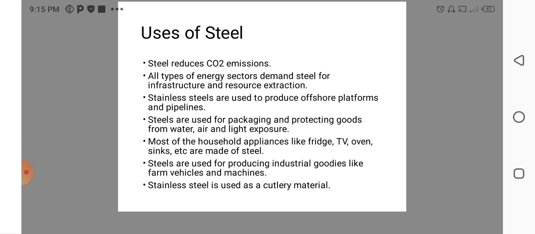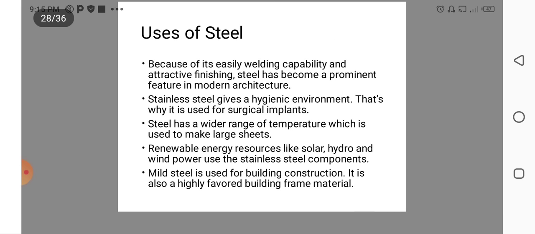Steels are used for packing and protecting goods from water, air and light exposure. Most household appliances are made of steel. Steel is also used for producing industrial goods. Stainless steel is used as a cutlery material. It can be easily welded, so an attractive finish can be obtained.